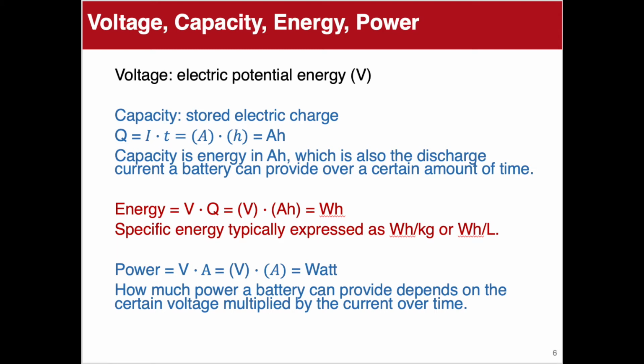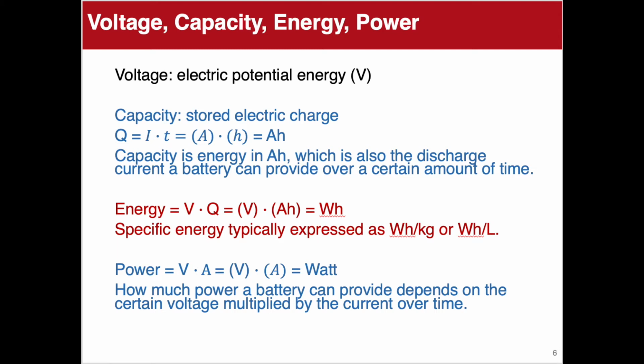The capacity is the stored electric charge in the electrochemical cell, and that can be computed as follows. Here we have Q representing capacity, and that's current, the applied current times time. In this case, it's in hours, and that gives us amp hours. The capacity and energy is amp hours, which is also the discharge current of a battery that can be provided over a certain amount of time.